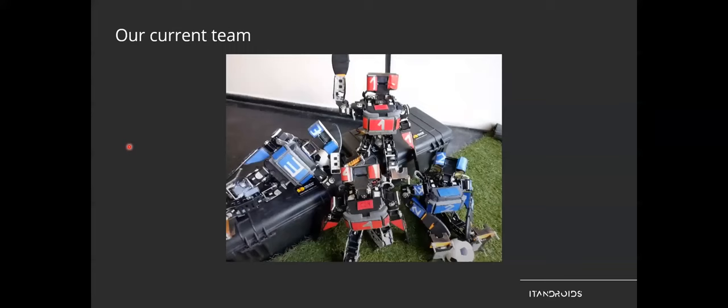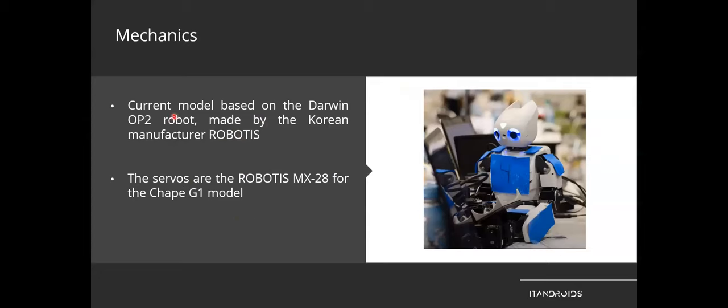Well, this is our current team. It is made of four robots of our model G1, the Chappie. About the mechanics, our current model is based on the design of two robots because we needed something to get started, something to base our design on and develop the robot. And right now we use the servos of the robots, MX28, for the Chappie G1 design, our current team that we use in our competitions.